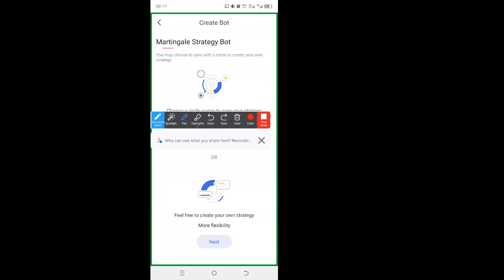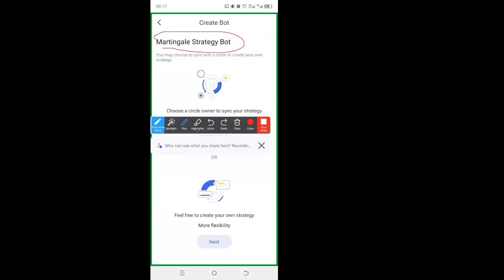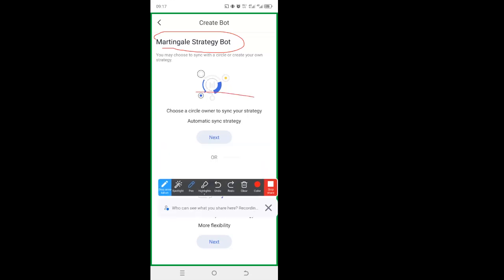Now, royal queue says that they already have a strategy. Their strategy is called martingale strategy, and that is the strategy we use. But within a martingale strategy, they give you an opportunity. They say, we already have the strategy we have set in our system. If you want to use it, it is called automatic synchronized strategy. So when you want to use their own strategy, the strategy that has already been set in the royal queue, you will come to your first next.